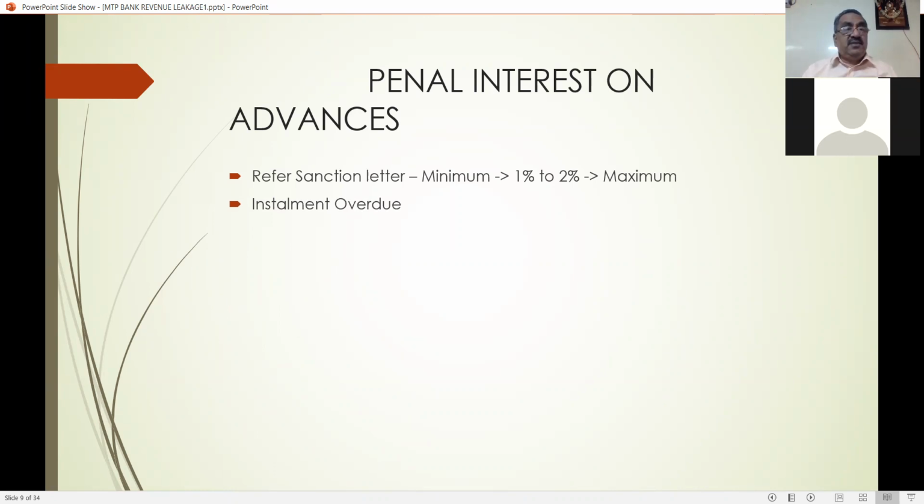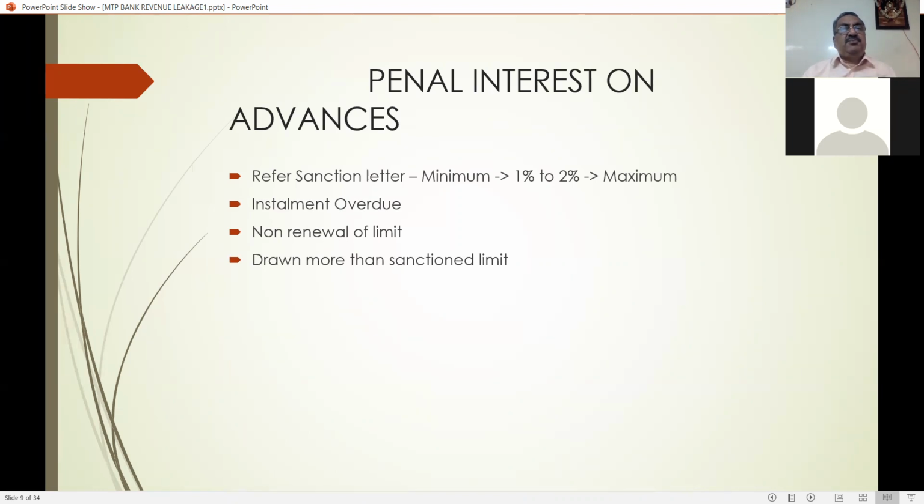Installment is overdue. Suppose today you have to pay 1 lakh and it has been delayed by 17 days. For that 17 days, for that installment, the bank charges penal interest. Non-renewal of the limit: you know that the limit has to be renewed within a period of 180 days from the original due date, and till the date of renewal, the bank has to charge the penal interest.